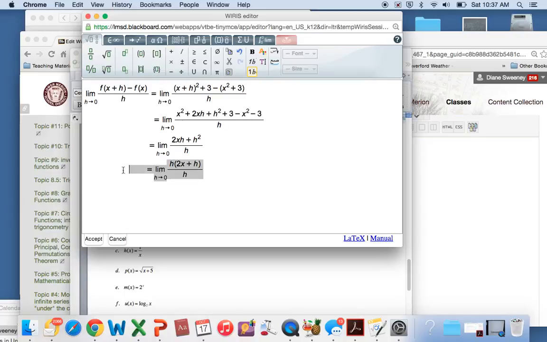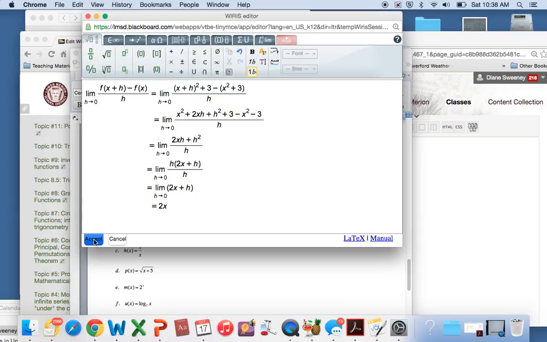And now what I know will happen is that the h's are going to cancel out. And that's just going to leave me with the limit of 2x plus h. And now I'm going to take the limit, and I'm going to actually say, as long as h is close enough to 0, we might as well plug it in. So that's just going to give us, line up the equal signs, equals 2x. So what I have shown is that the instantaneous rate of change of this function at any point is going to be 2x. That's my answer.